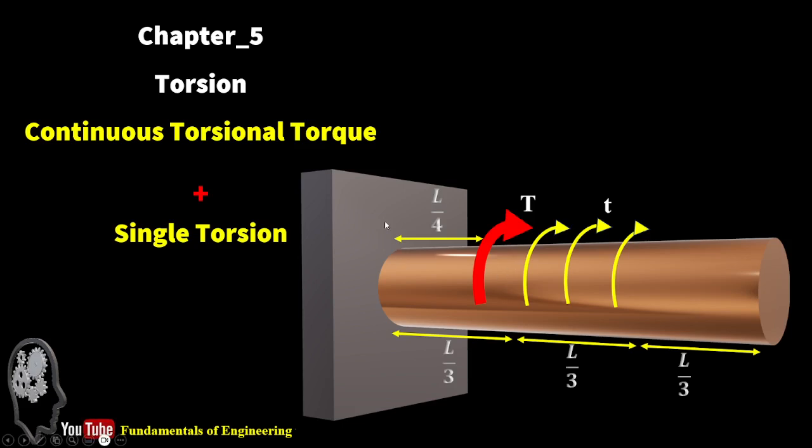Good evening, everyone. Mechanics of Materials, Chapter 5, Torsion. Let's review an example which consists of a solid circular cantilever shaft handling both a uniform continuous torsional torque, plus a single torque, like this reddish T, applied at a distance of a quarter of L.